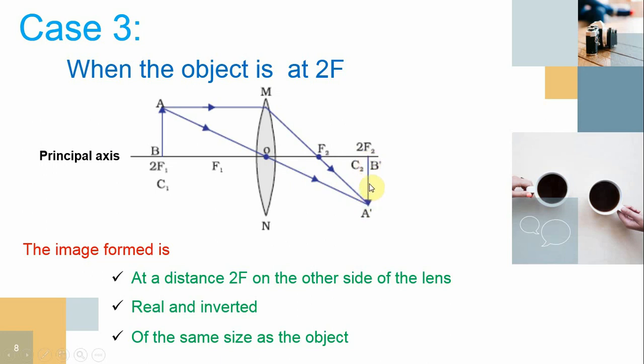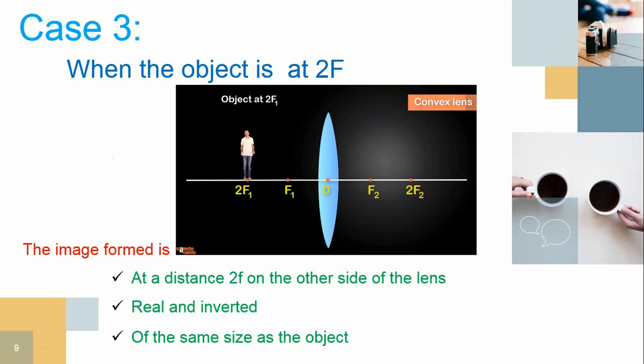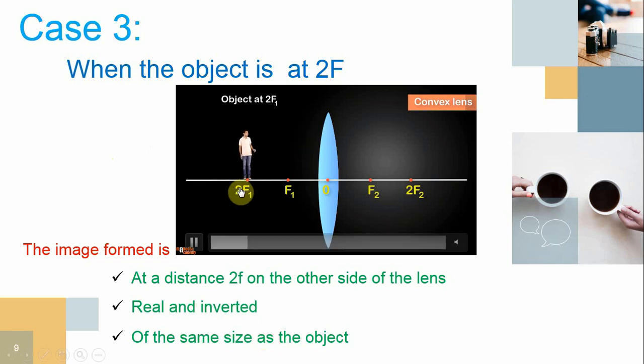It means real and inverted, and the size of the image is same as the object. Let us see the animation. And the object is at 2f.